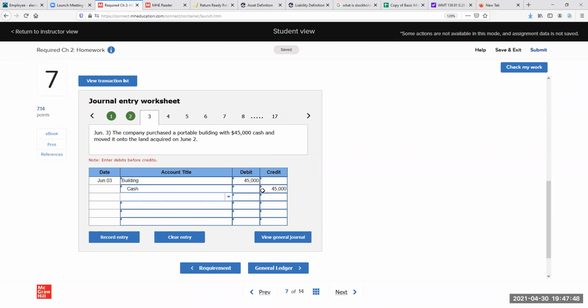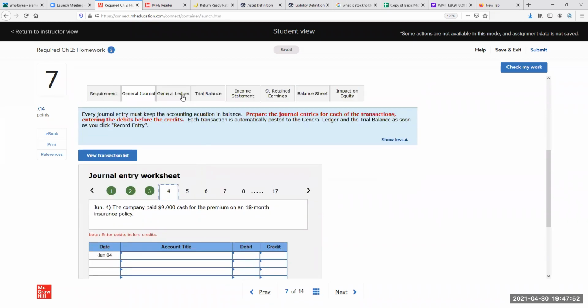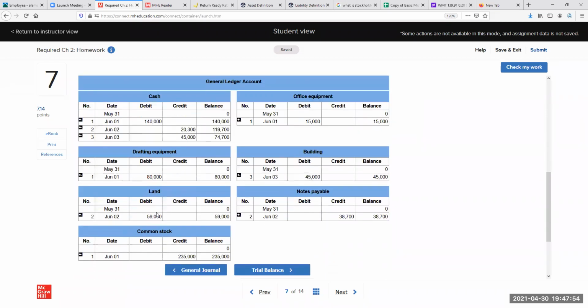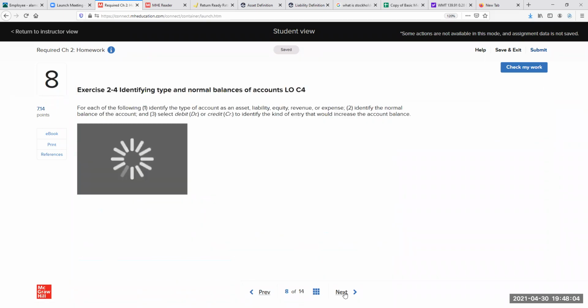And this is now like a software program. You say you record that entry and it puts it into the ledger. So now you're going to see that you have land. Now you have a building. Your cash went down twice now. All right. Okay, let's go on to the next problem.